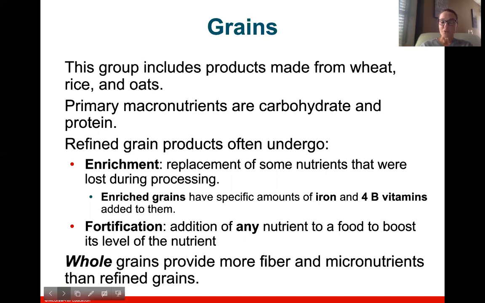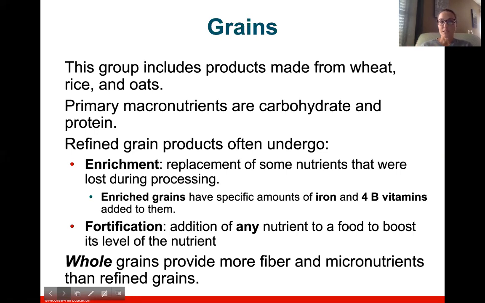And so basically what that means, enrichment, is adding vitamins that were lost during the milling process. We also fortify foods, and if we fortify a food, we're adding a new or an additional nutrient to a food to boost its level of that nutrient. A good example of fortification is adding calcium to orange juice. Orange juice doesn't naturally have calcium, but we had identified that people were not consuming enough calcium, but they were consuming orange juice. So some orange juices are fortified with calcium to improve intake for certain populations.